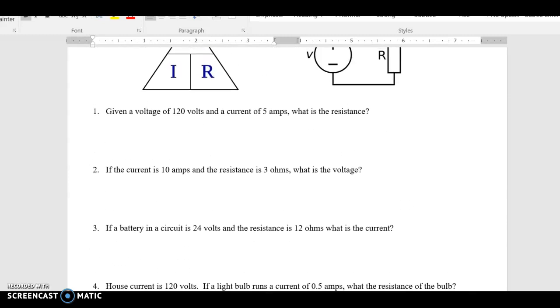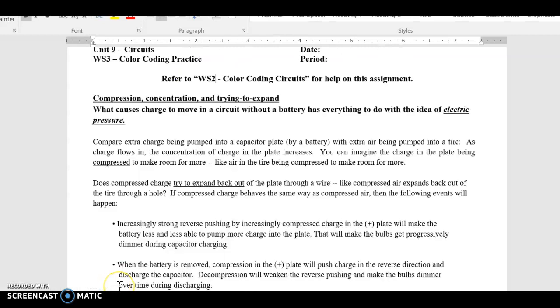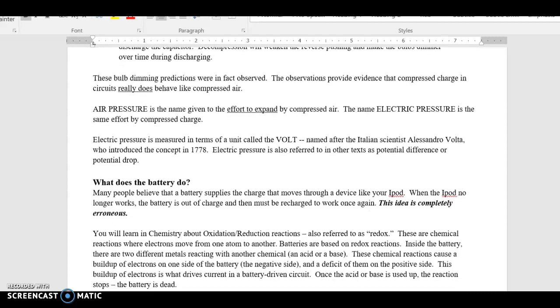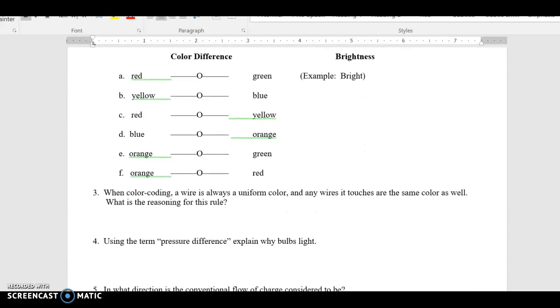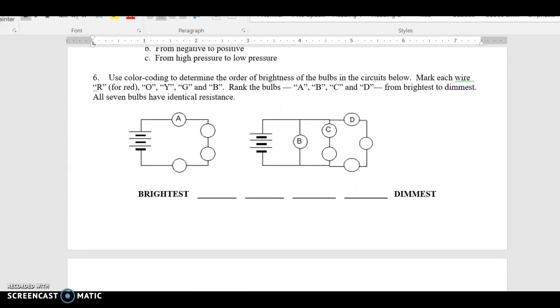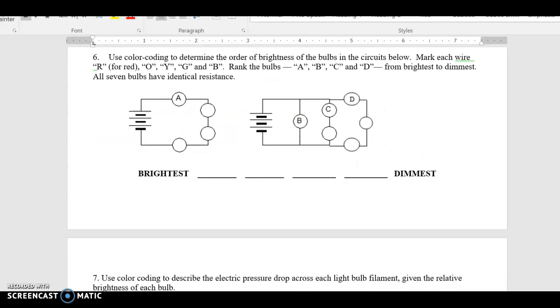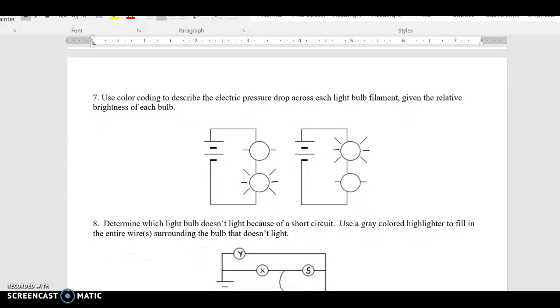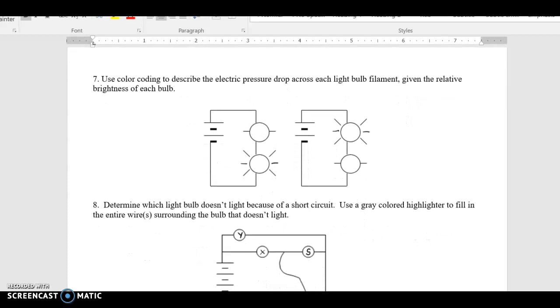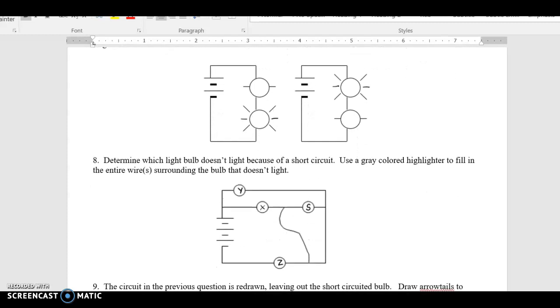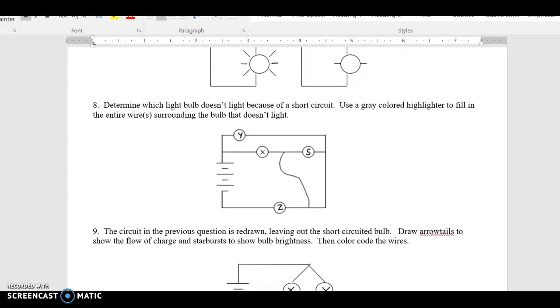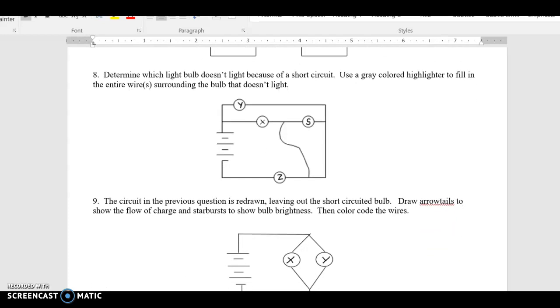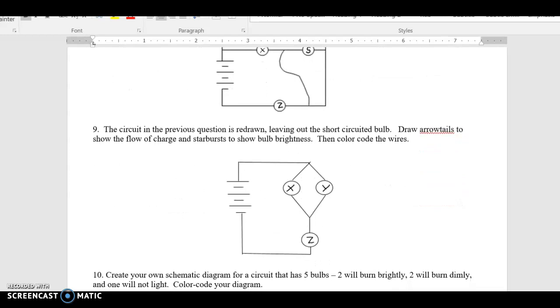The next thing you should do would be this. It's just more practice with color coding, just to get you thinking about it a little bit. You get into a few more complicated problems, talking about which bulbs are the brightest and all that. I'd like you to give it a shot, see how you do. Obviously, the ones with the biggest drop in voltage will have the brightest light because they're using more of the voltage to push through there. So that's what you're going to do there.